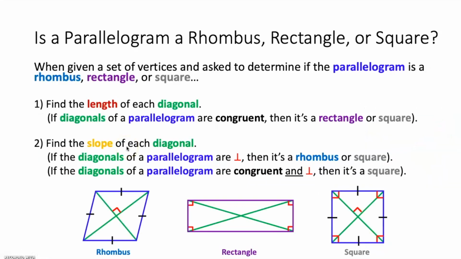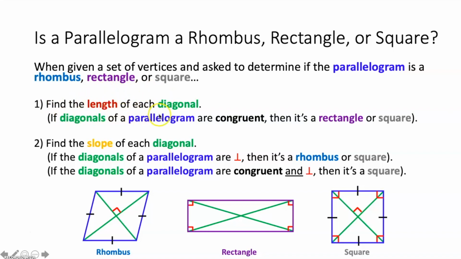Now let's quickly talk about how you determine if a parallelogram graphed on the coordinate plane is a rhombus, a rectangle, or a square. So you'll be given a set of vertices. You'll be given 4 points, and they will create a parallelogram. You will then be tasked to determine if that parallelogram is a rhombus, a rectangle, or a square. To do that, you will complete 2 steps. The first would be to find the length of each diagonal, and to do that, you'll use the distance formula.